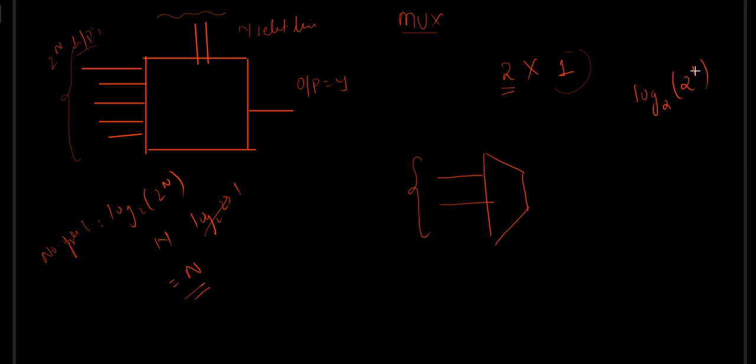Similarly, if there is one select line, I'll be having two inputs. Or you can say if there are two inputs, there will be one select line. And the output for a mux is always equal to 1. Say this is my select line A. A can have two values, 0 or 1. Say this is input I naught and this is input I1. If the select line is 0, my output is I naught. When the select line A is 1, my output will be I1.